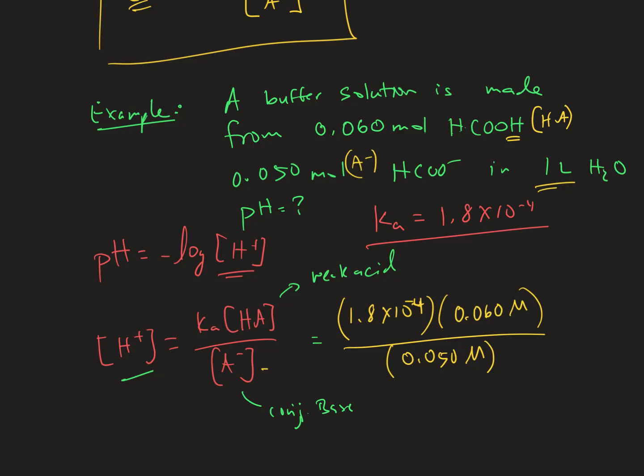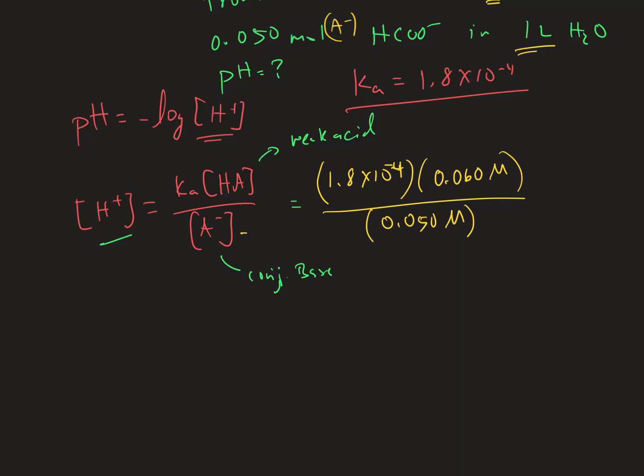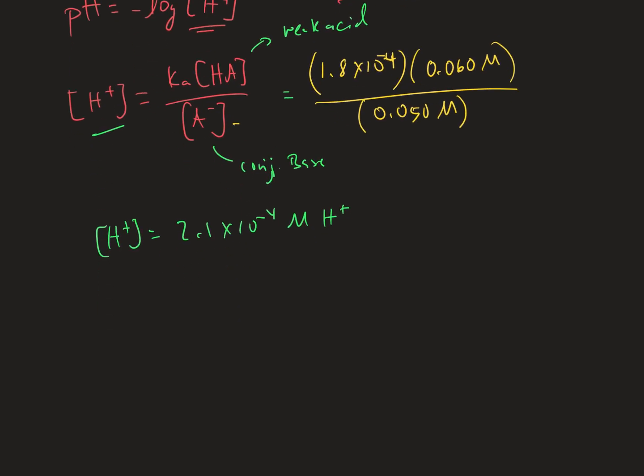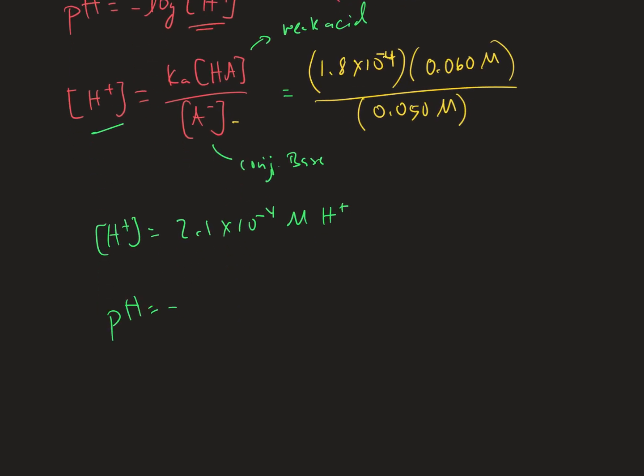So now we do the math. Does that make sense how we plug that in? We get our H plus concentration is equal to 2.1 times 10 to the negative 4 molar. Then from there we plug it into our pH equation, negative log of the H plus concentration, and that gives us a pH of 3.67.